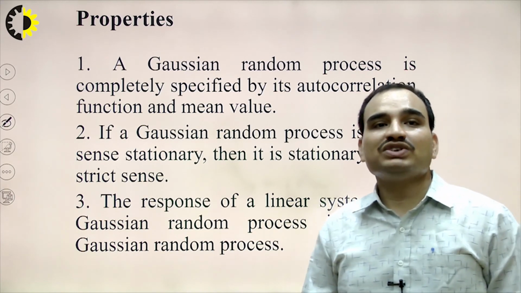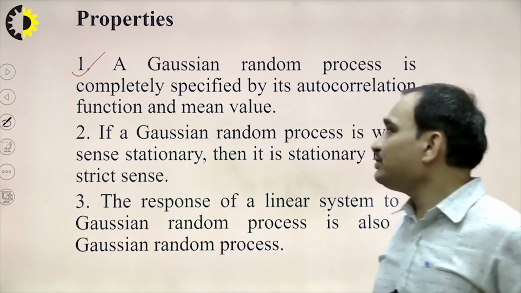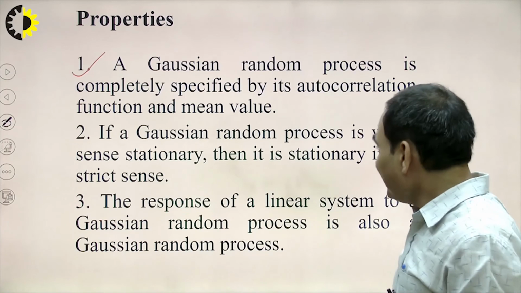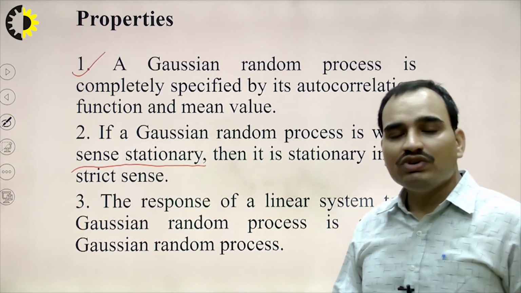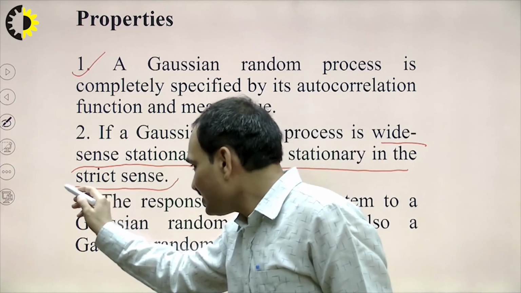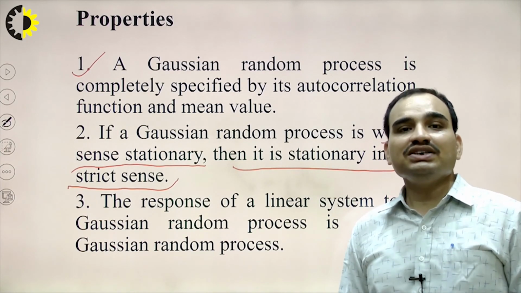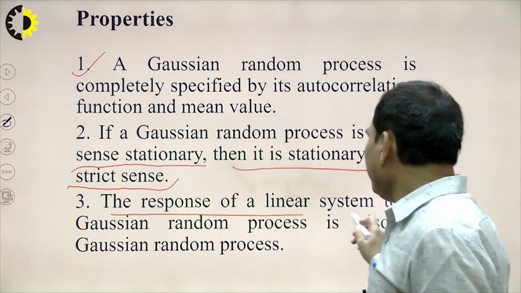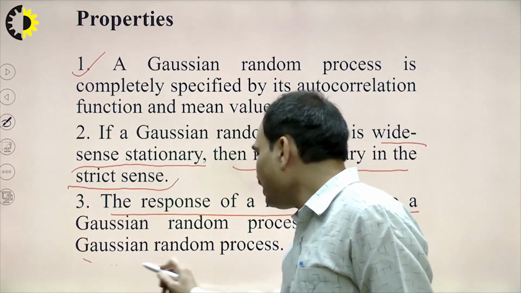The first property is that the Gaussian random process is completely specified by its autocorrelation function and its mean value. If the Gaussian random process is wide sense stationary, having the two conditions, that is, the autocorrelation function depends on the time difference and the mean is constant, then it is stationary in the strict sense. So a wide sense stationary Gaussian random process is a strict sense stationary Gaussian random process.